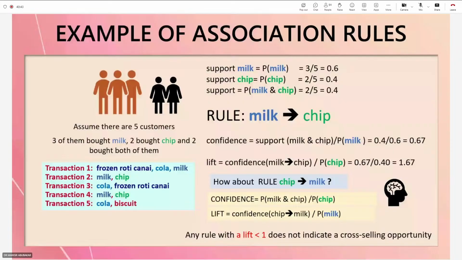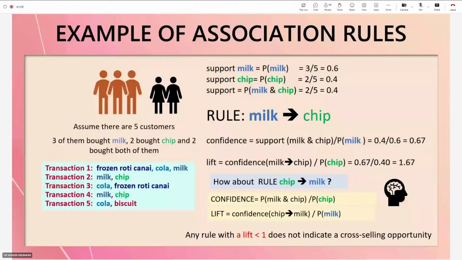Transaction 3, we don't have any of them. In transaction 5, also we don't have any. So finally, we say, oh, for milk and cheese, we have 2 out of the 5 transactions. So it's 0.4. So this is how the support actually is being calculated. That is the frequency of the items in the transaction over all transactions that we have in the database.